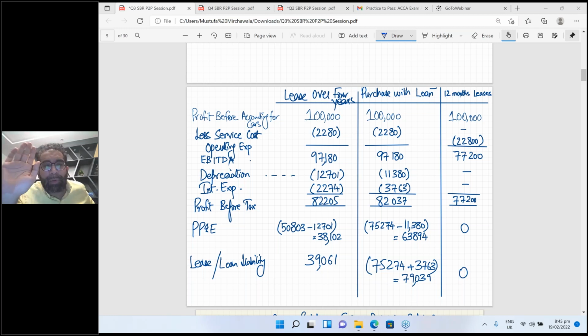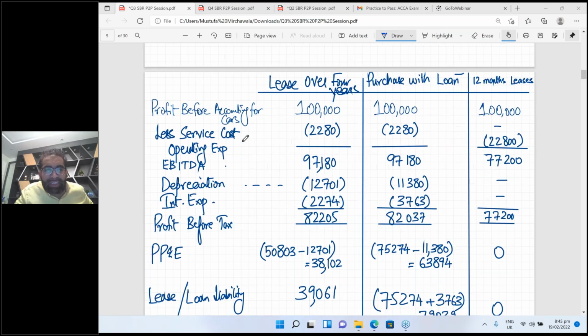Now from this EBITDA, I'm going to deduct depreciation. I calculated depreciation with you guys. This depreciation was 12701. Then interest expense was 2274. So now after deducting depreciation and interest expense, you will come to profit before tax, because now you have deducted everything except tax.